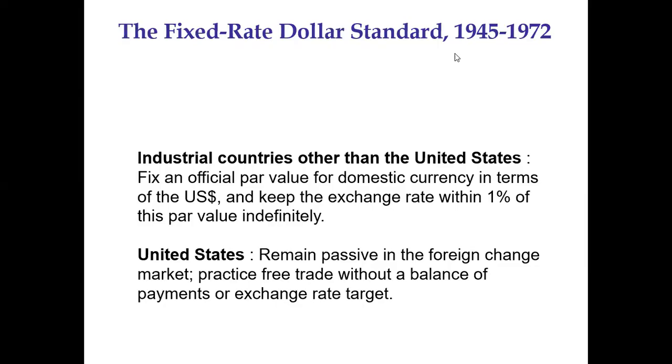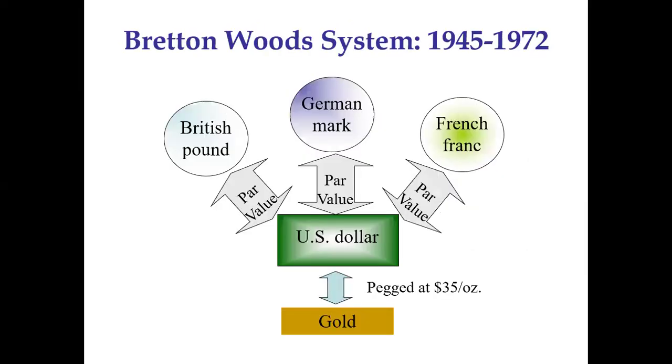Let's now move further. How does the Bretton Woods system work? So this is an example. Here you see 35 dollars per ounce. I need to maintain the reserves. So this was a major rule for the US for issuing dollars.